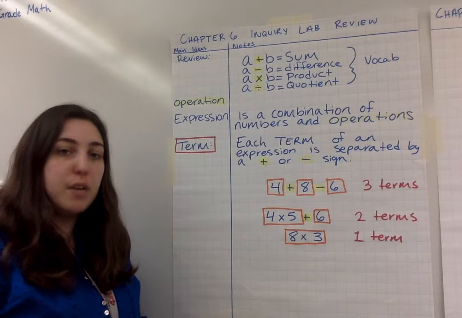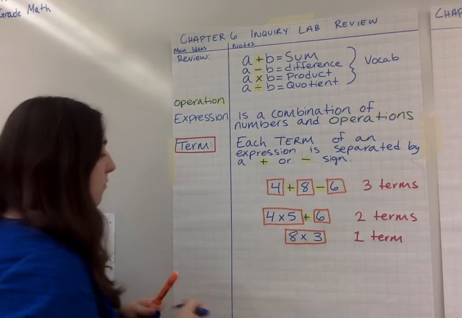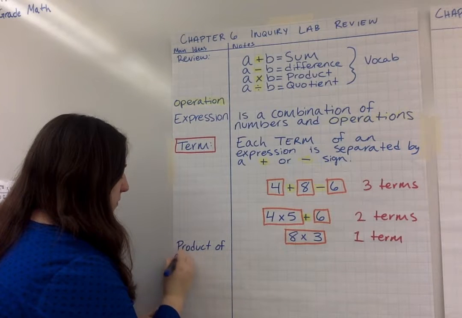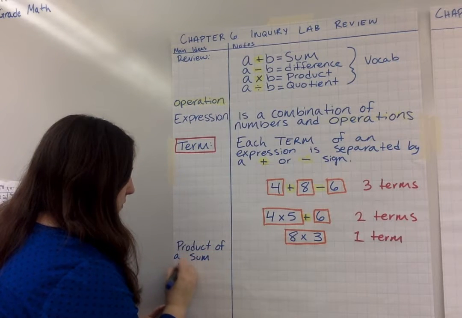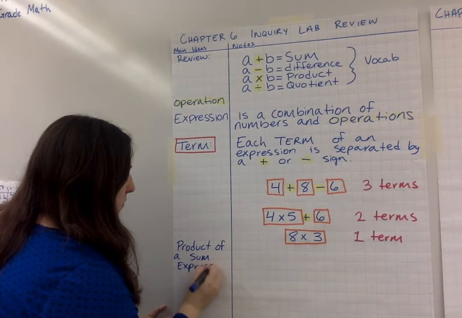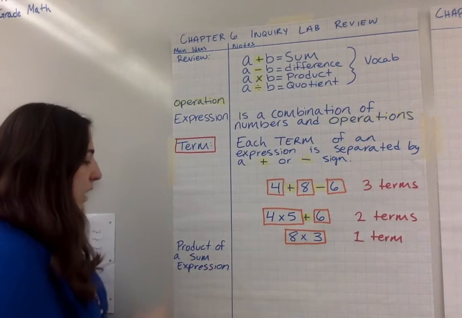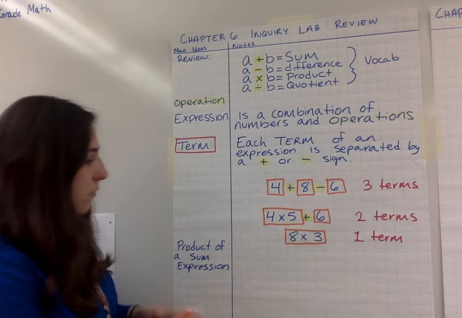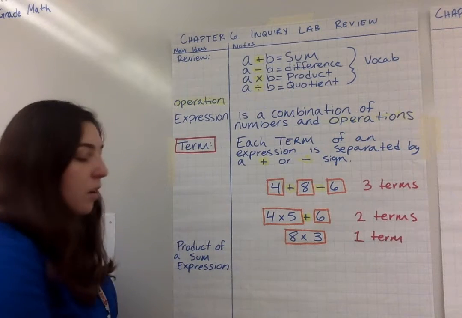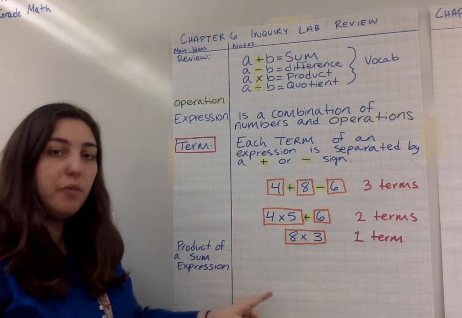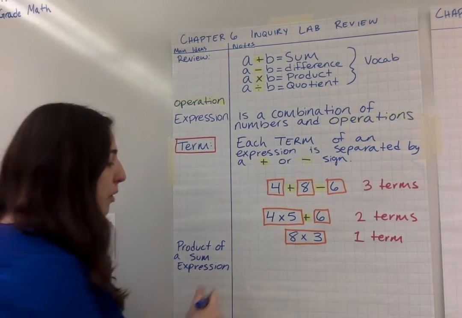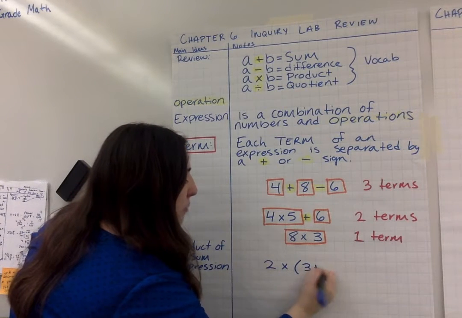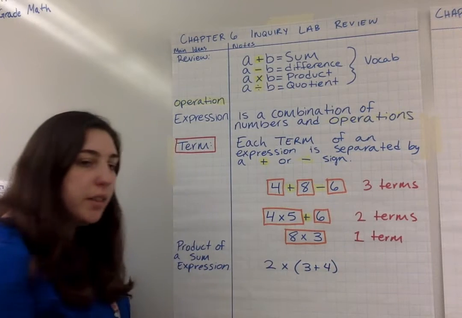Product of a sum expression. Okay, so again, product of a sum expression. Let me just show you an example of what this looks like. We did see it in our inquiry lab. 2 times 3 plus 4, and the 3 and the 4 are in parentheses.